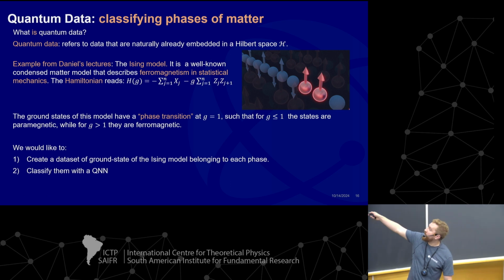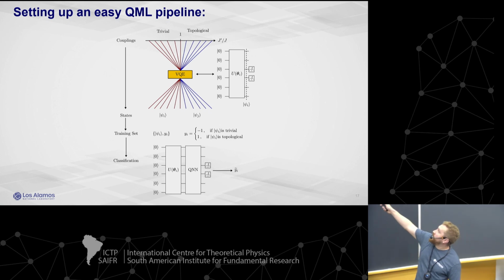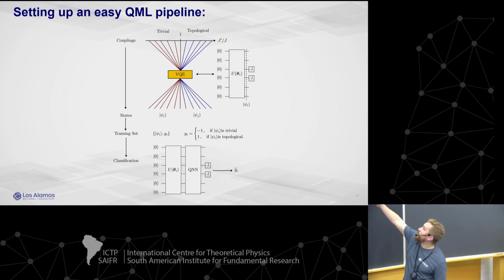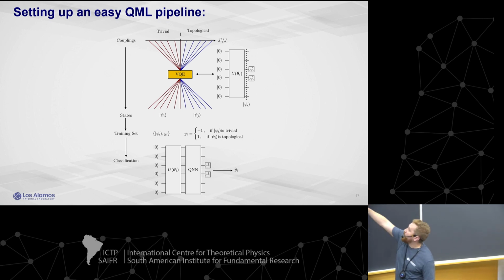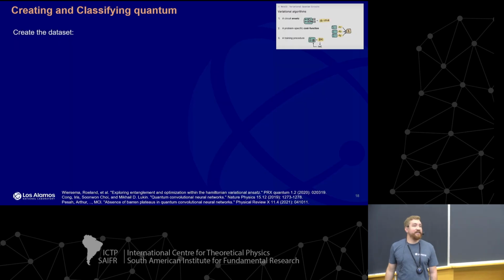So we would like to create a data set from the Ising model and classify them using a quantum neural network. You can think about a pipeline that kind of looks like this. We fix a value of the couplings. We use VQE to train a parameterized circuit that is going to give us the ground states of the Ising model. Then we're going to assign a label depending on the phase that it belongs to. And then once we have this data set, we're going to send this through another quantum neural network that we're going to parameterize to try to do the classification. And again, all of this will follow this exact same pipeline.